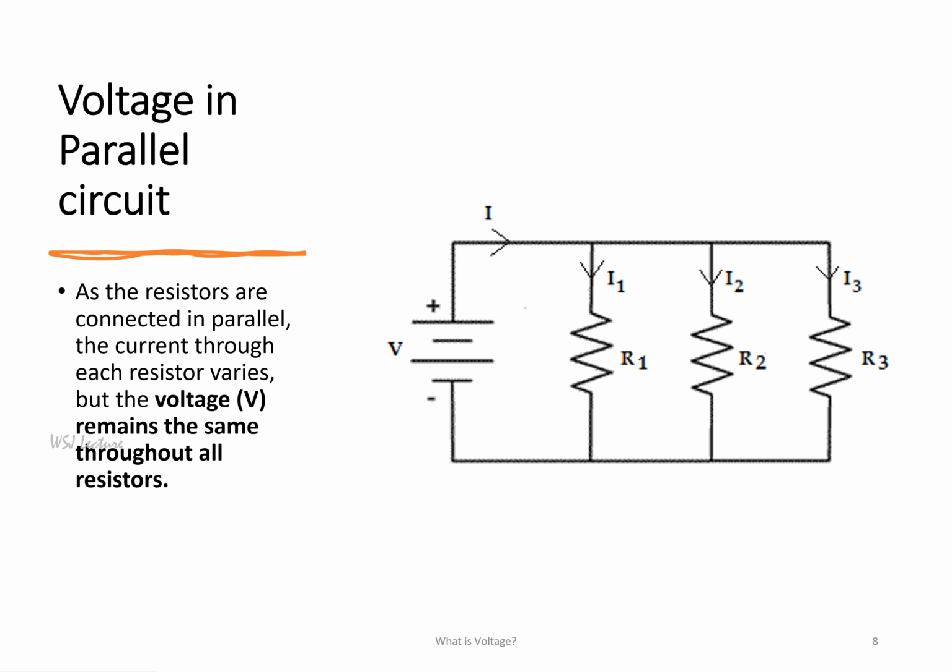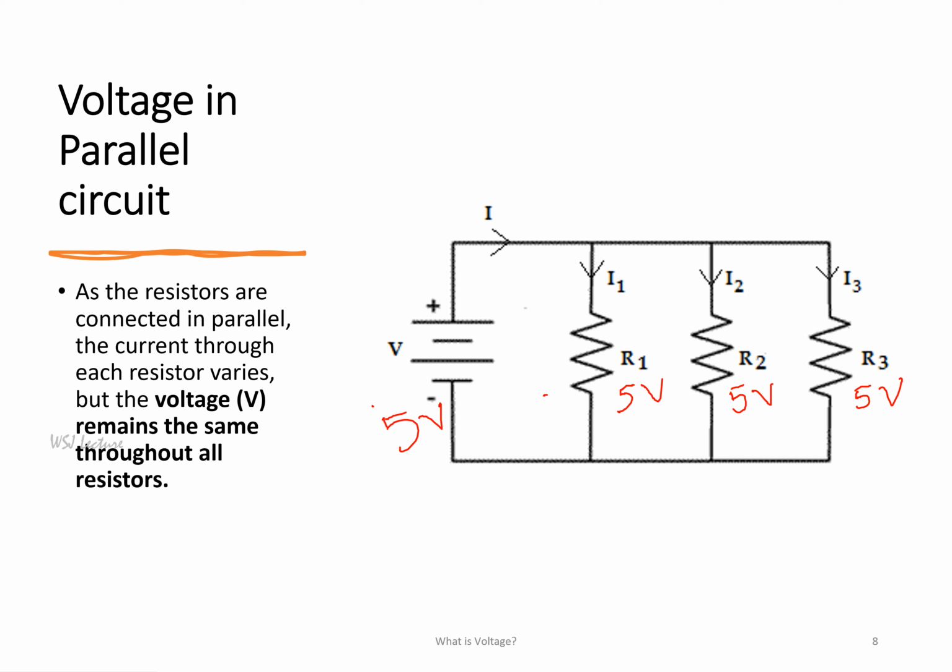Voltage in parallel circuit. In this circuit, there are three resistors which are connected in parallel. When the resistors or electrical equipments are connected in parallel, there won't be any voltage drop across each resistor or electrical equipment. Say for example, if the total voltage is 5 volt, the voltage across resistor R1 will be 5 volt, resistor R2 will be 5 volt, resistor R3 will also be 5 volt.